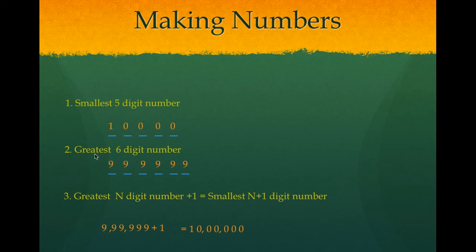Okay. So for the greatest 6-digit number, what will we do? We'll place 6 placeholders and we'll put the greatest digit in all the 6 positions, which is 9, right? So we'll place 9 everywhere. And you will also observe that the greatest n-digit number plus 1 is the smallest n plus 1 digit number. So the greatest 6-digit number plus 1 is the smallest 7-digit number. And see how we have put the commas here, right? According to the Indian system of numeration. Okay, now we have done this.